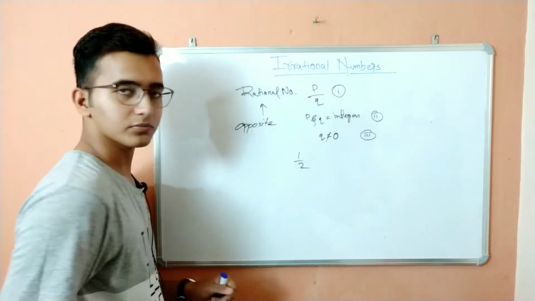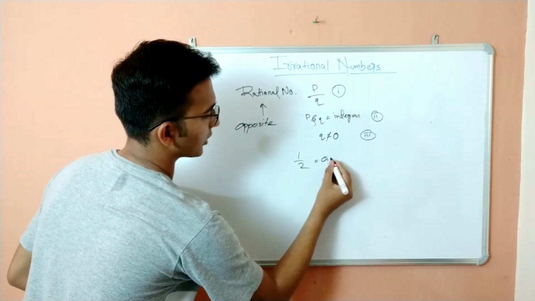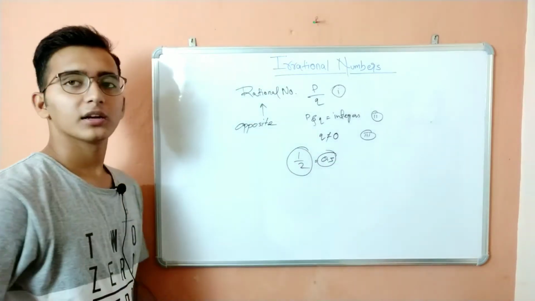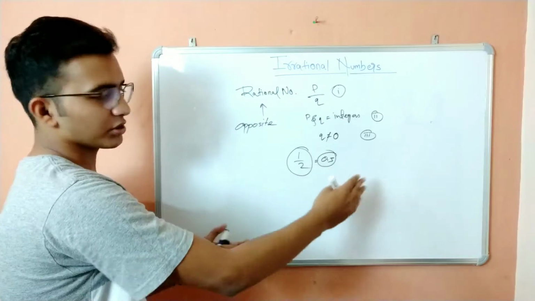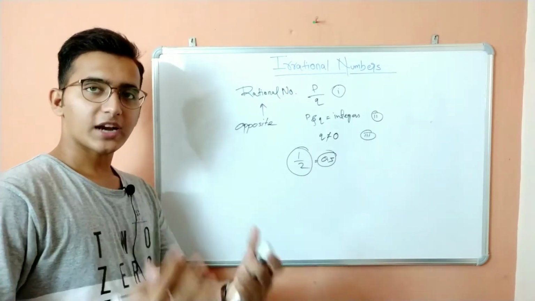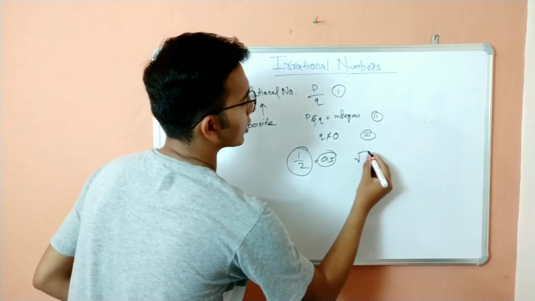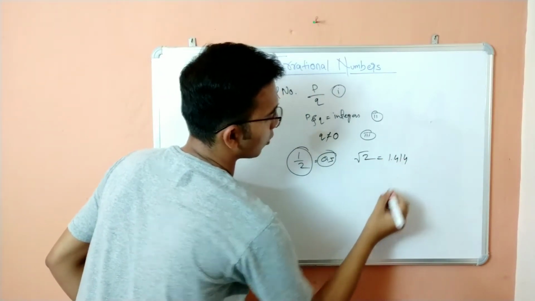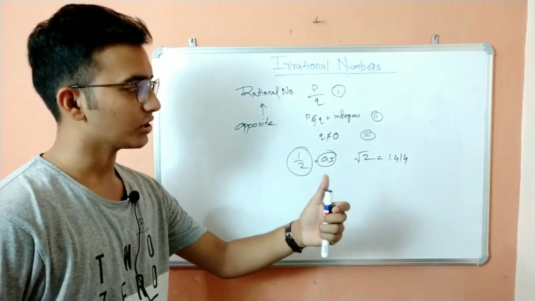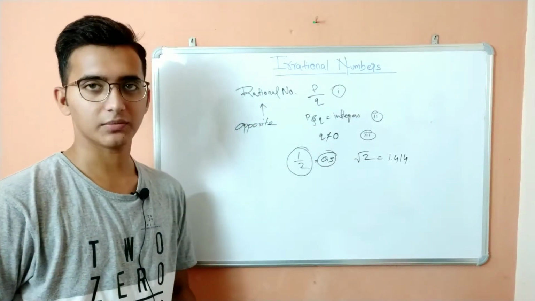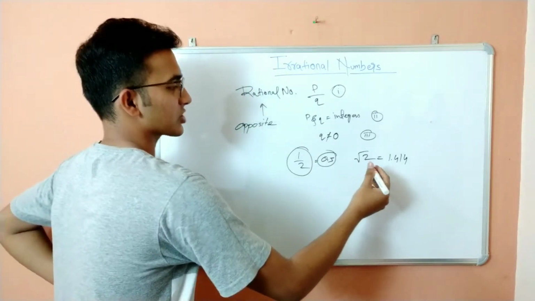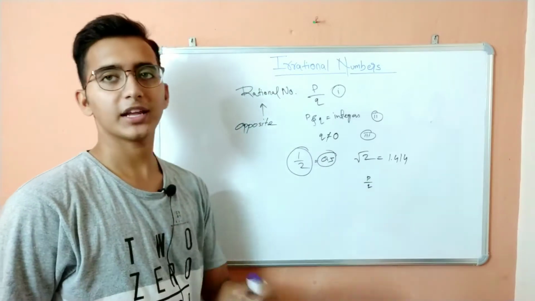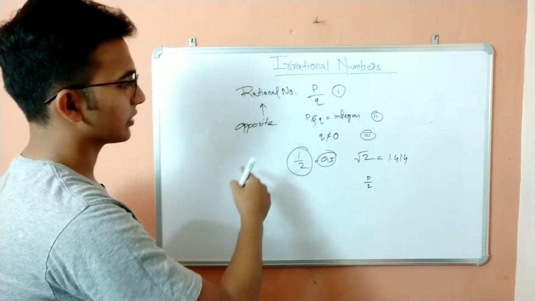1 by 2. 1 by 2 is, we know, 0.5, but this 1 by 2 or this 0.5, these both are rational numbers. Means they are both the same number. So 1 by 2 is a rational number. But root over 2, the value of root over 2 is 1.414. Now this number is not a rational number. This is an irrational number. This irrational number cannot be represented in the form p by q. So you cannot write this number in fractional form. That's the difference between rational and irrational numbers.